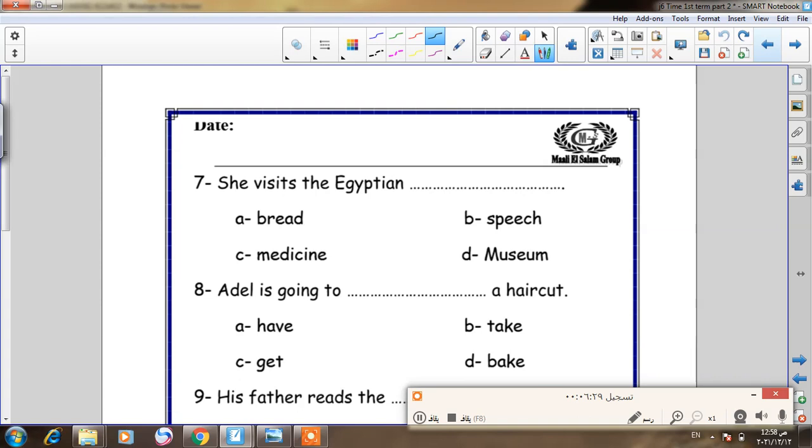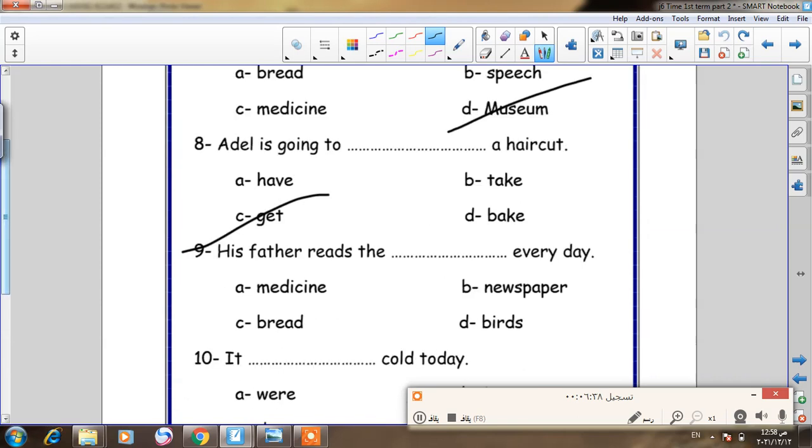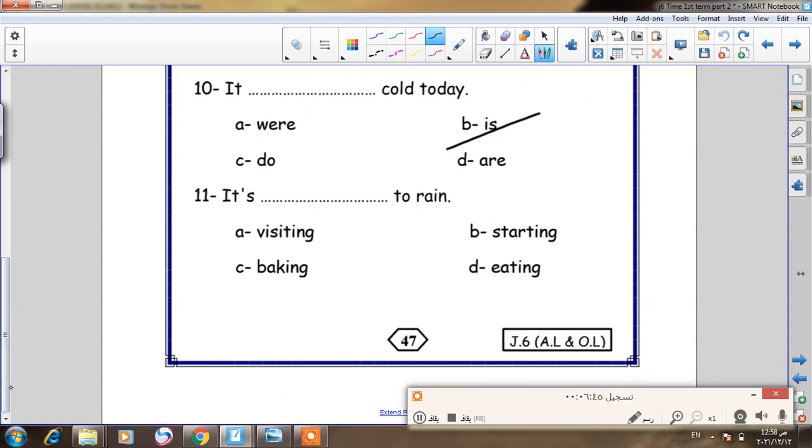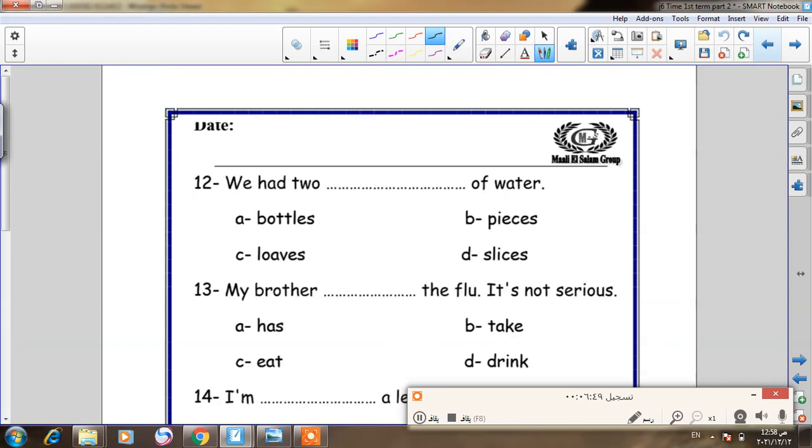She visits the Egyptian museum. And then Haidel is going to get a haircut. It's cold today. It is. And it's starting to rain. It's starting to rain. We had 2 bottles of water, 2 bottles. My brother has the flu.